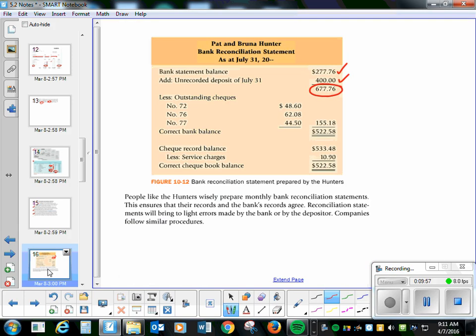However, you know that you circled 3 checks here that haven't gone through yet. So you need to take those off because you know they're coming out of your account eventually. And you total that up for 155.18, and then you have to subtract these two amounts to give you 522.58.